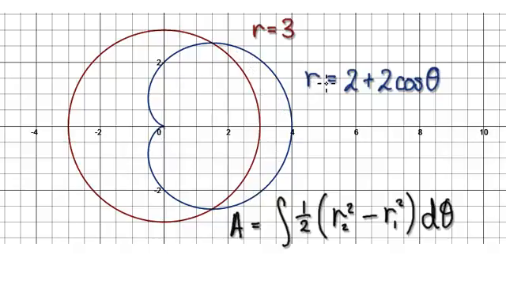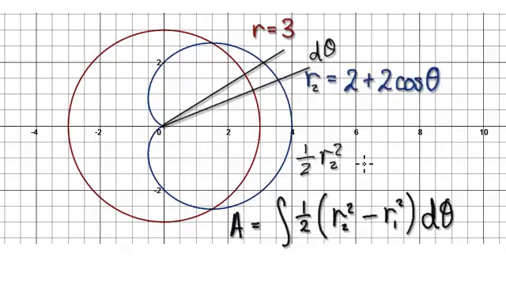If you look at this one particular sector here, let's call this angle d theta. Our normal routine would be to work out this whole sector here. That whole sector would be given by a half, and let's say this is r2 here, a half r2 squared d theta. So this whole block here gives us the area of the whole sector.